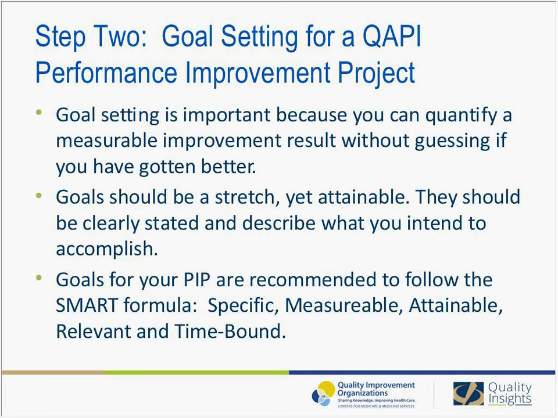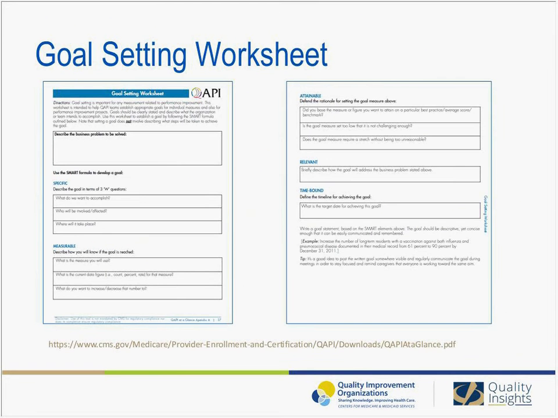Now, these goals are best if they are written using the SMART formula, meaning that it's specific, measurable, attainable, relevant, and time-bound. And one of the tools that you can use is this goal-setting worksheet found in the QAPI at a Glance document; you have the web address listed below on this slide. If you use this goal-setting worksheet, the SMART formula is just built right in through the course of answering your questions. You will be utilizing that SMART formula right out of the gate.